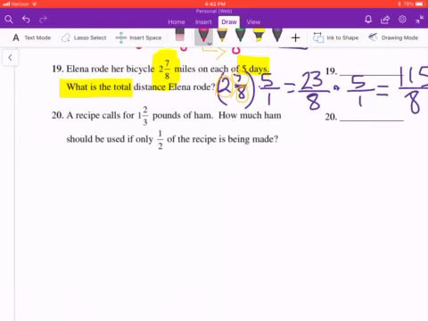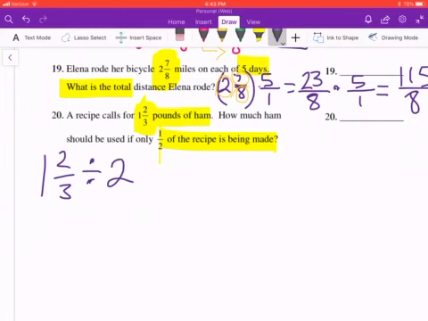Now let's go for our last problem, number 20. So a recipe calls for 1 2/3 pounds of ham. How much ham should be used if only half of the recipe is being made? So we are going to have our fraction 1 2/3 divided by 2. Or the same thing, 1 2/3 multiplied by 1/2, because we just want half of that.